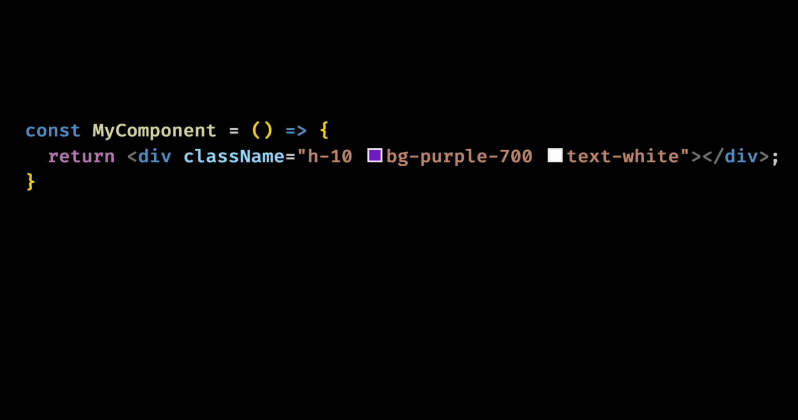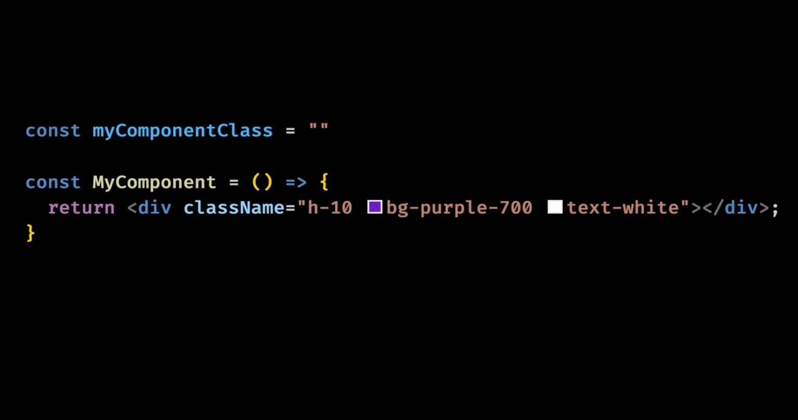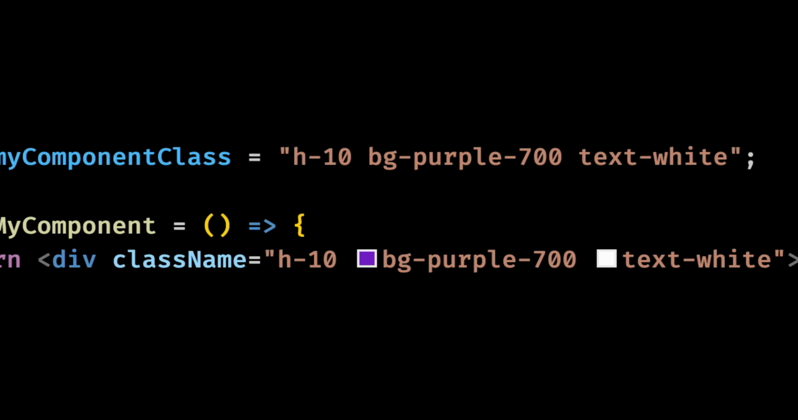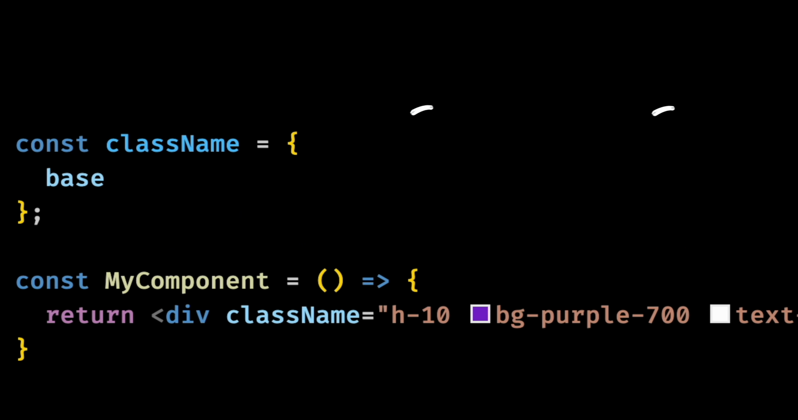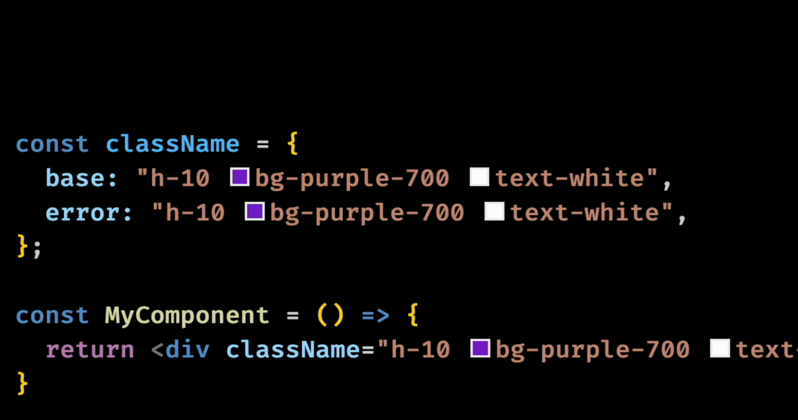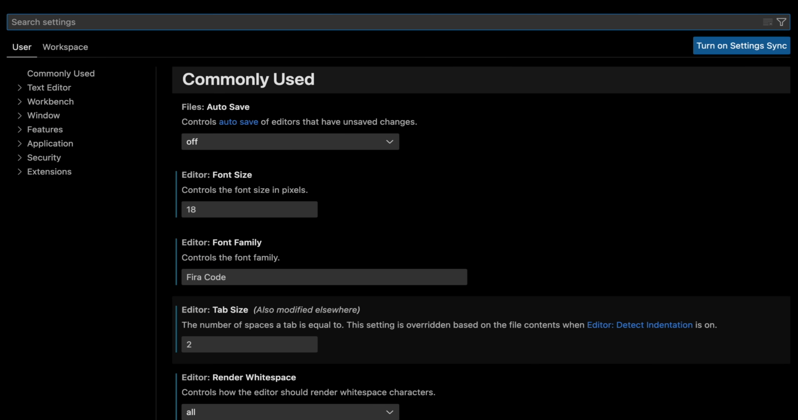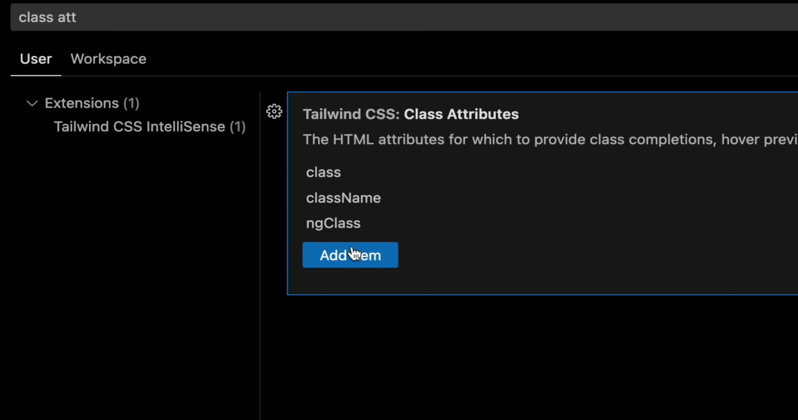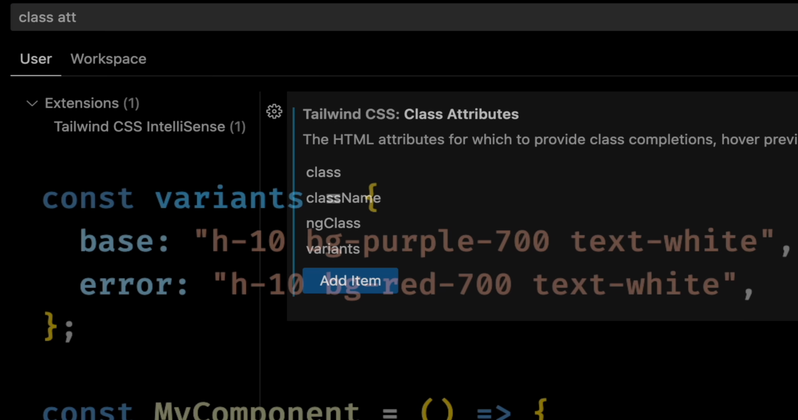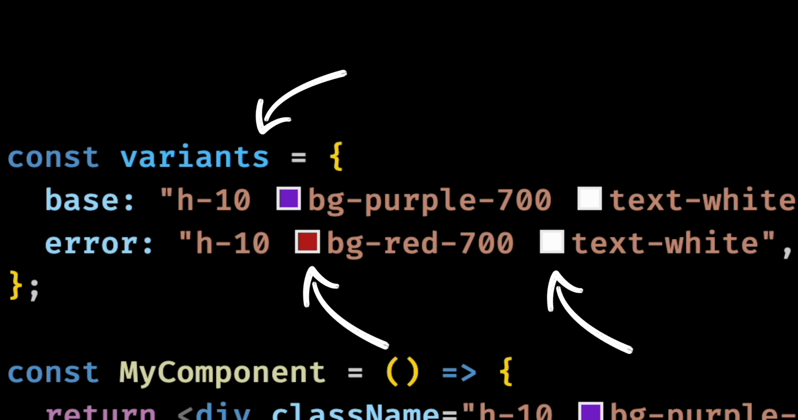But you might have noticed that you don't get any of that when you're writing the classes in a variable outside the HTML. Well, did you know you can get all this good stuff here as well? By default, it already works with some variable names like class or className, and you can even make it an object for all of your variants. But if you really want to be able to use it with a specific variable name that is not accepted by default, you can just open your VS Code settings with this shortcut, search for class attributes, and add the variable name you want here. And now it will work with that new variable name.